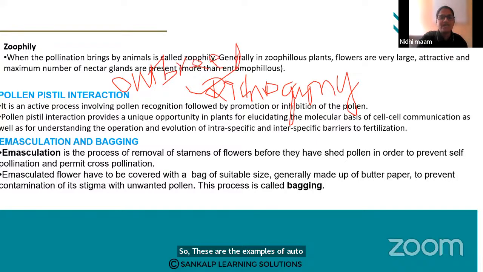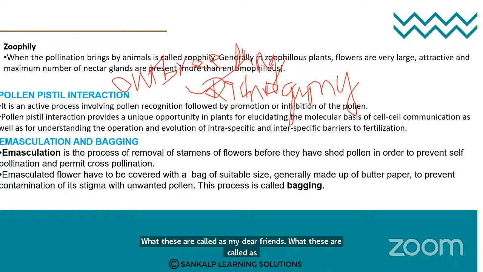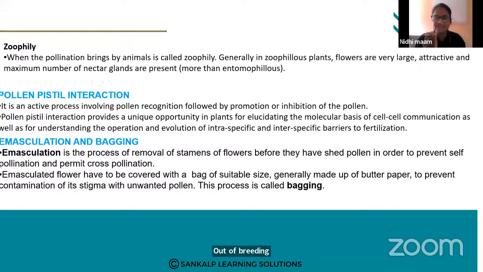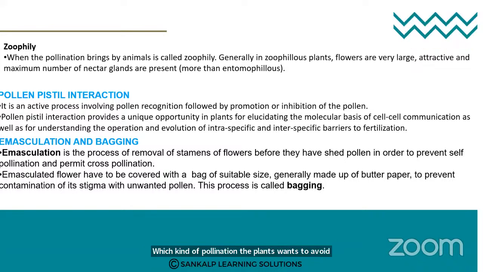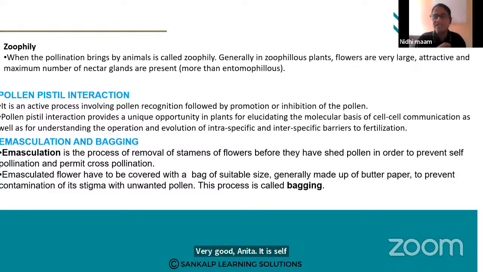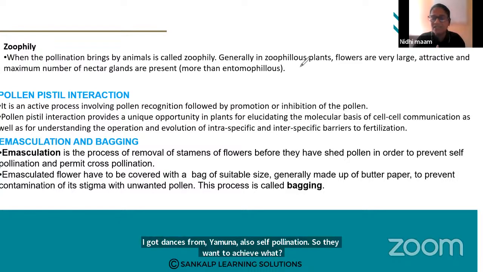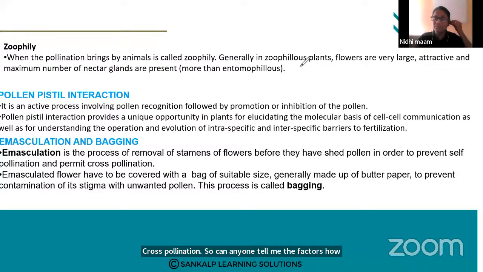What these are called, my dear friends? Outbreeding devices. So in outbreeding devices, which kind of pollination do the plants want to avoid? Self-pollination. Very good, Anita. It is self-pollination or autogamy. I got the answer from Yamuna Gowda also, self-pollination. So they want to achieve what? Cross-pollination. Can anyone tell me how they will achieve it? What are the examples of outbreeding devices?